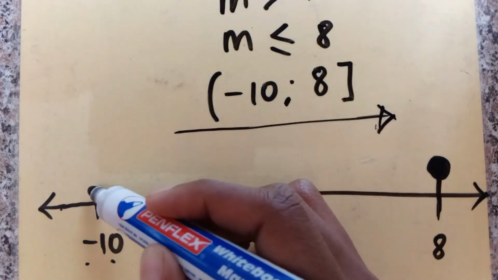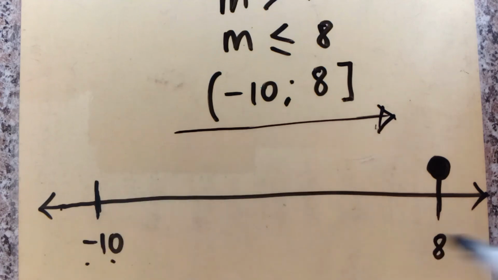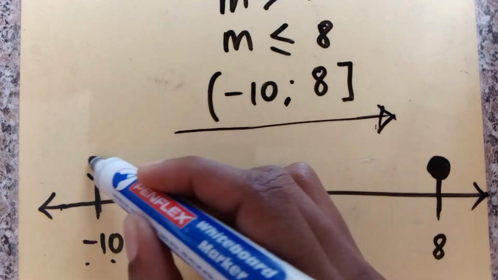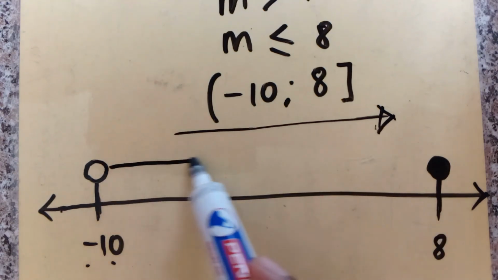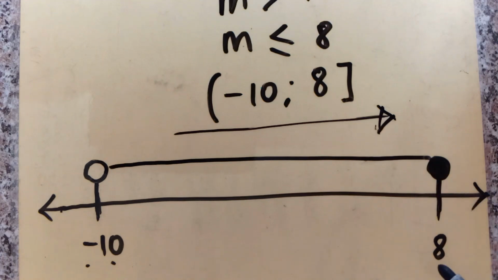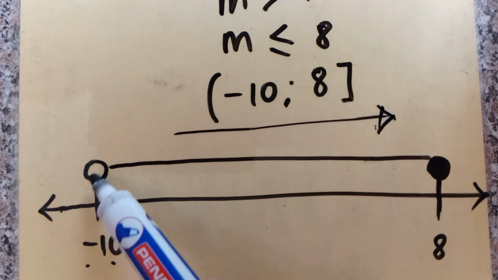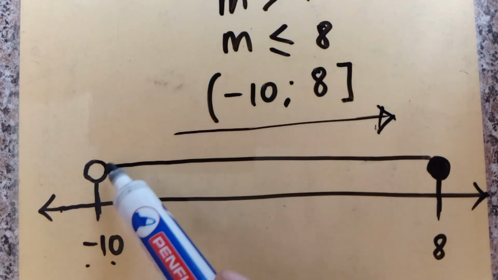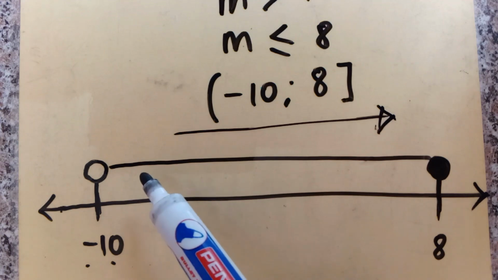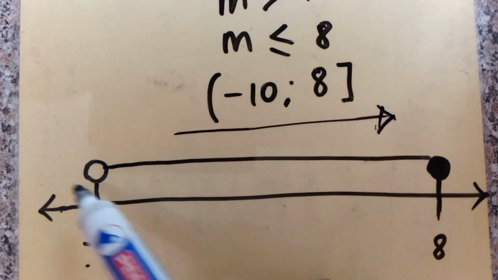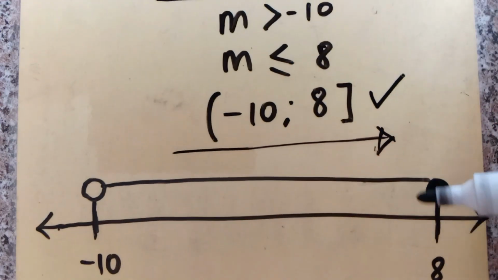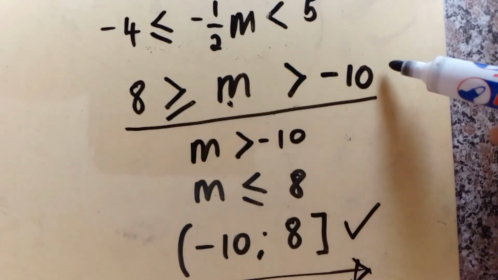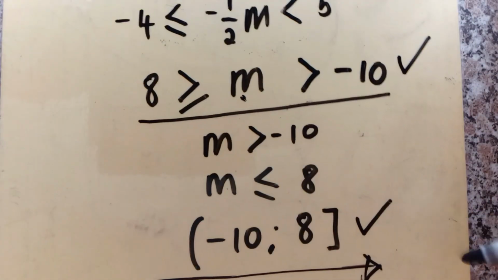And then on top, we do the same thing for negative 10. But remember, we said negative 10 is not included, so we just draw a circle and do not fill it in. And then we know that m lies between these two numbers. So m is less than or equal to 8, as well as m is greater than negative 10. This is how you would represent this solution graphically. This is how you would represent that solution in interval form. And this is how you would express this solution as an inequality.